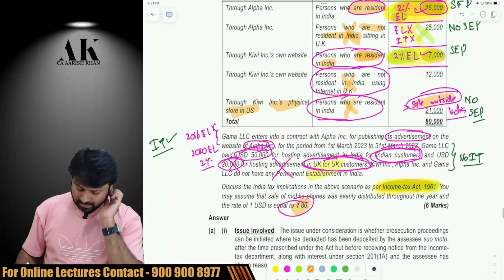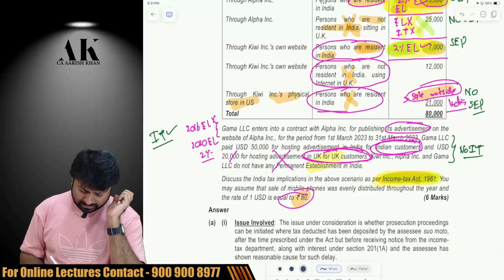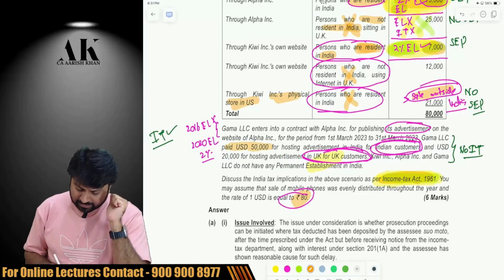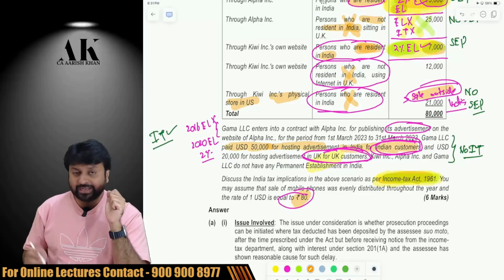The sale is done outside India. Okay. Apart from that, there are two more transactions over here which we need to talk about. First, there is a transaction of 50,000 rupees which you have paid for hosting advertisement for targeting Indian customers.